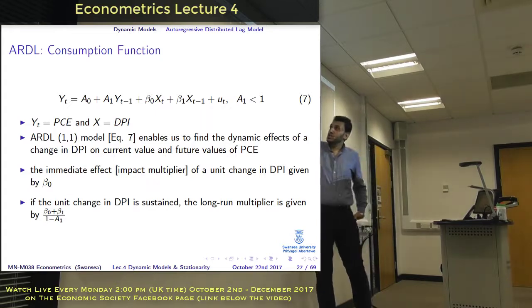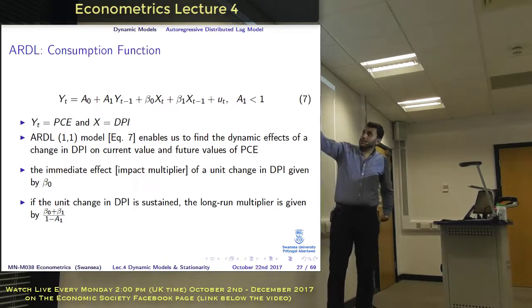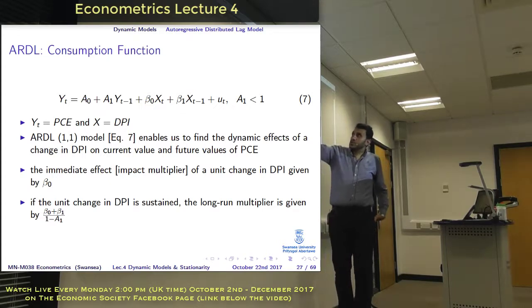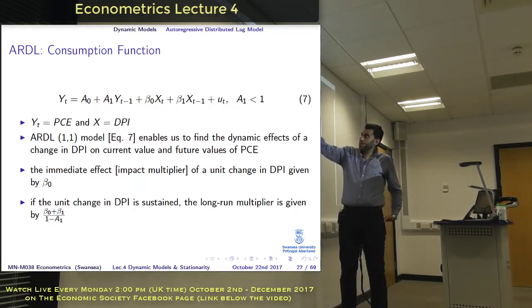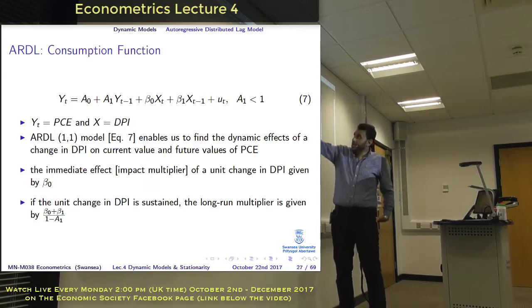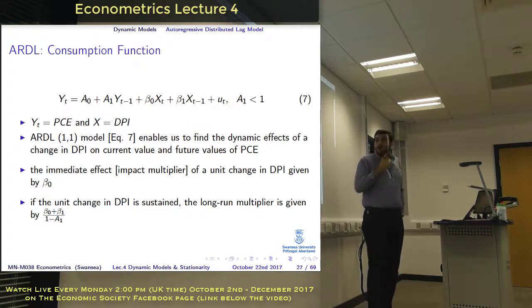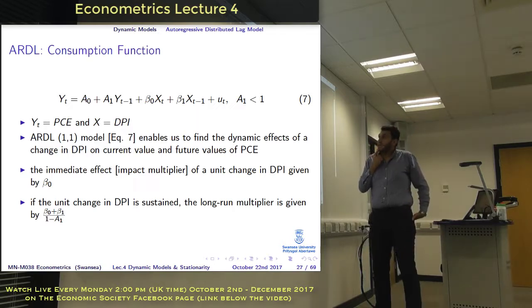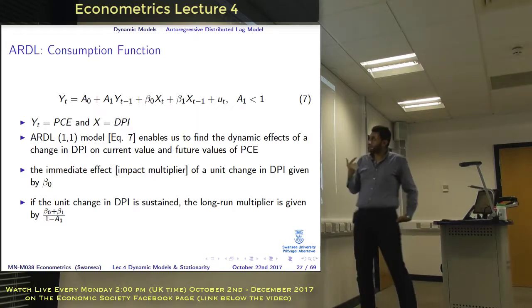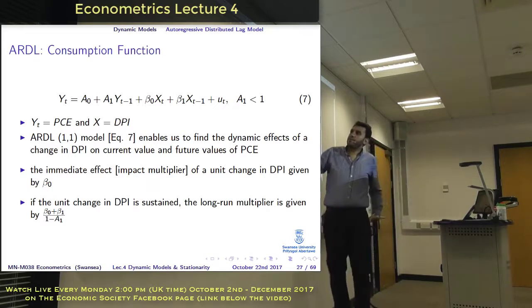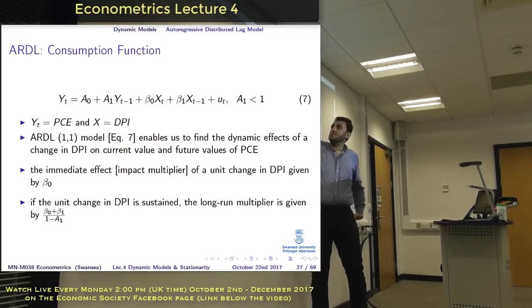So consumption expenditure would depend on its own value in the previous time period, plus the current disposable income, plus the disposable income from t minus 1, plus an error term. So just to simplify things, just think of this. This is consumption expenditure.